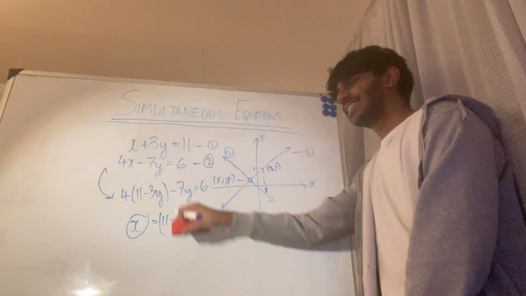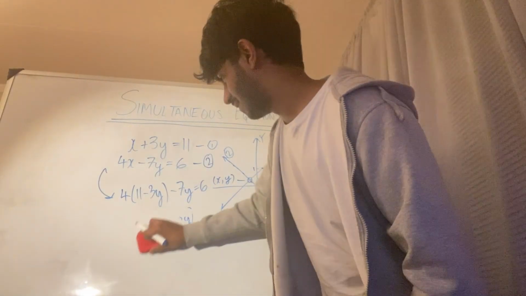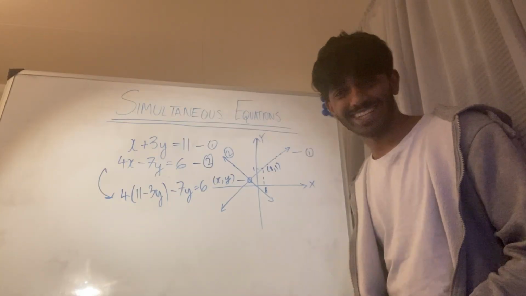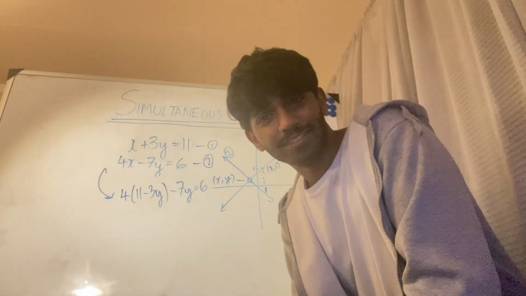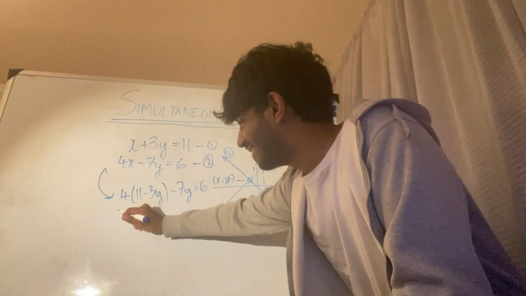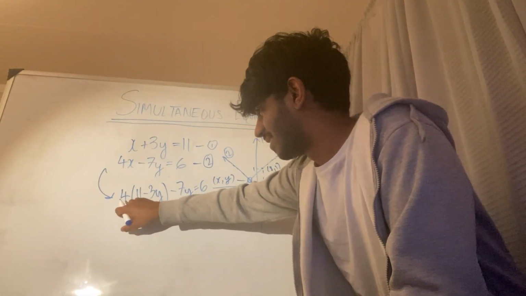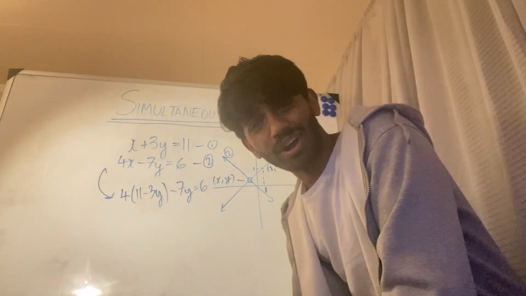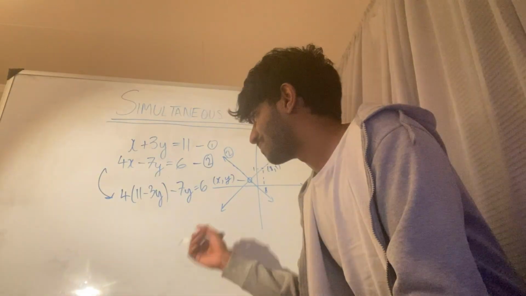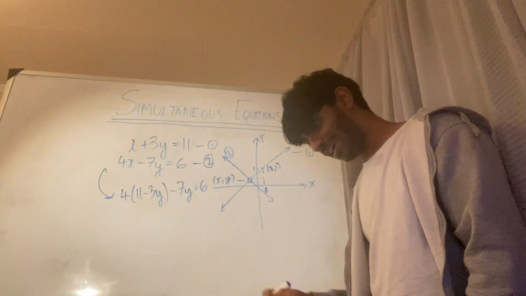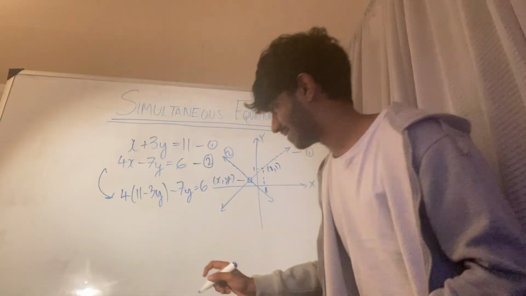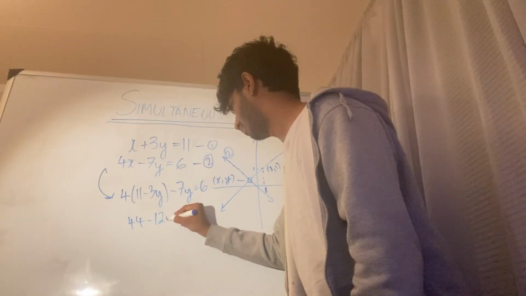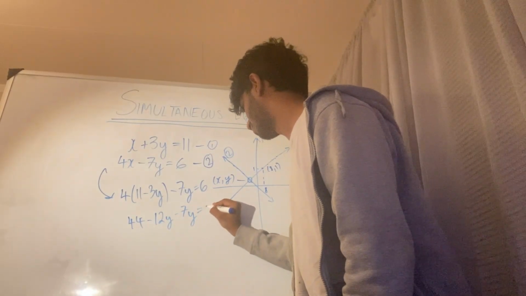Now, why is he putting brackets? I'll explain it. If you don't put brackets, you're more prone to making mistakes. Because with negative signs and stuff like that, you might make a little tiny mistake when you're trying to distribute the 4, and then your life would just be like, oh, I did all this for what? Exactly, for what? That's why it's not worth it. So we put the brackets so we don't make that silly mistake. Now we distribute the 4, so 44 minus 12y minus 7y equals 6.